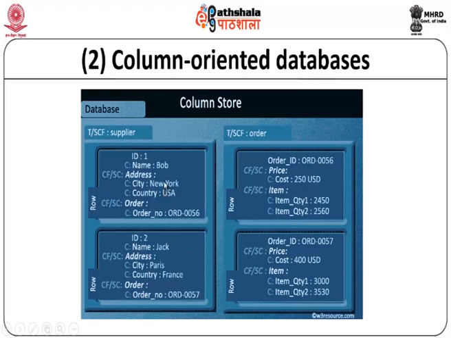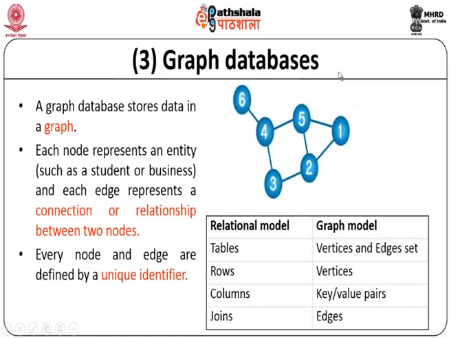So, the values for the city are New York, Paris, etc., and the values stored in the column called country are USA, France, etc. Likewise, every column will highlight a set of values. The next type of database is graph databases. In graph databases, when you compare this with a relational database, whatever you call a table or a relation in a relational database environment, here it is called vertices and edges.